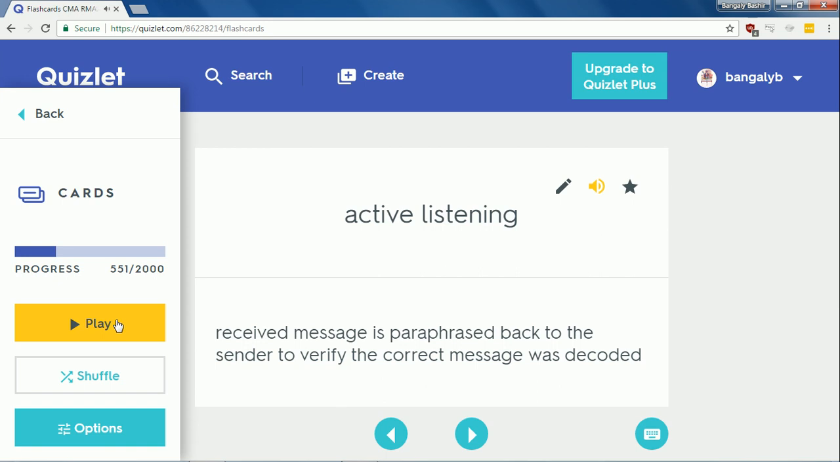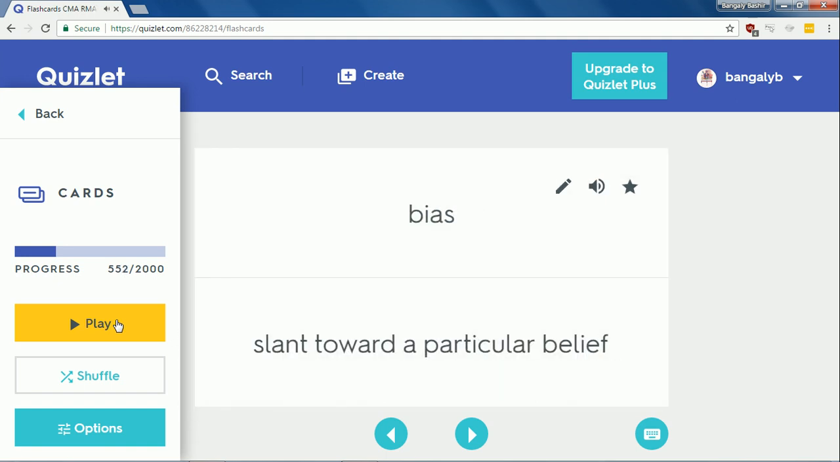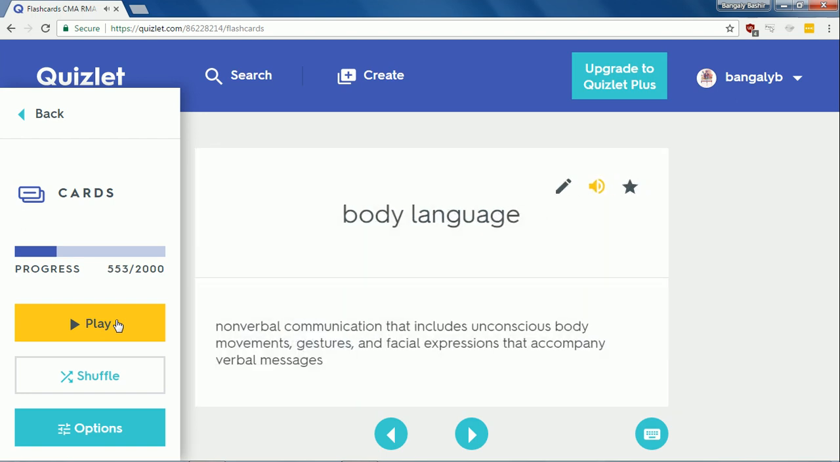Active listening: received message is paraphrased back to the sender to verify the correct message was decoded. Bias: slant toward a particular belief. Body language: non-verbal communication that includes unconscious body movements, gestures, and facial expressions that accompany verbal messages.